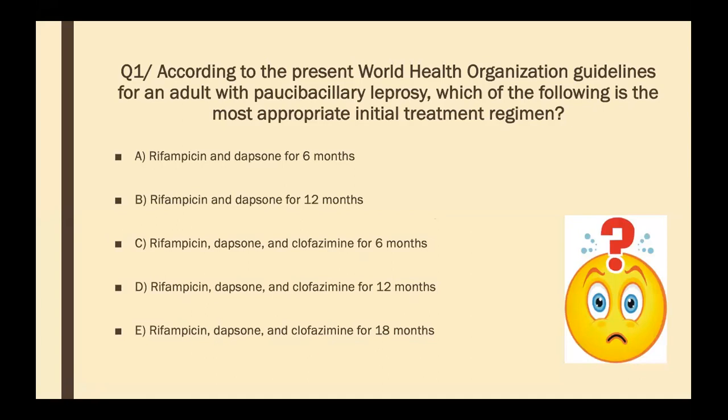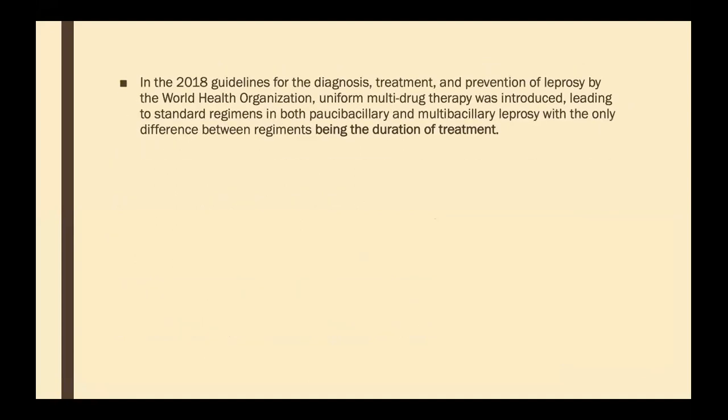Well done. Yeah, that's C. Rifampicin, dapsone, and clofazimine for 6 months. So the 2018 guideline for the treatment and prevention introduced uniform multi-drug therapy, leading to the standard regimen for paucibacillary and multibacillary leprosy, with a difference only in the duration of the treatment.